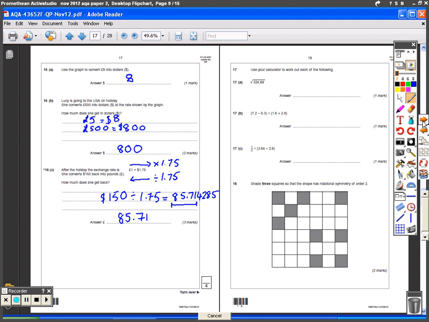Okay, next question. 17a says use your calculator to work out each of the following. Find the button that has the square root with the tick sign on it, and then 334.89 to find the square root of, which gives you a total of 18.3.